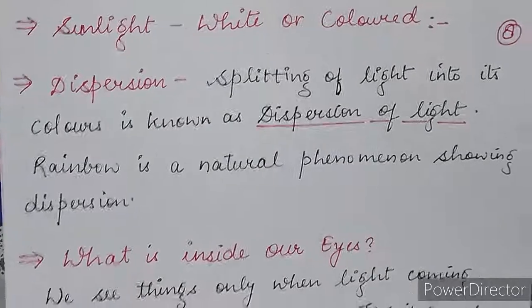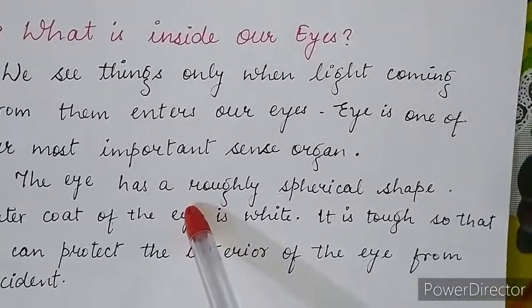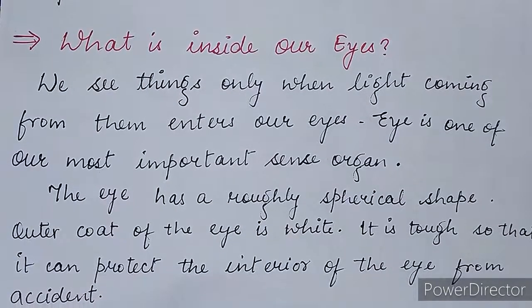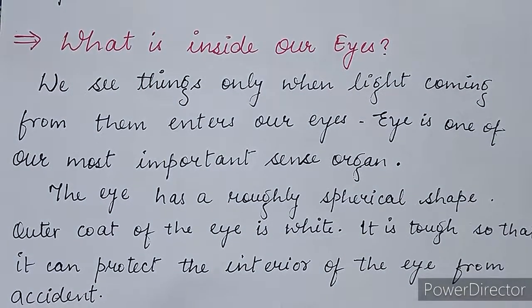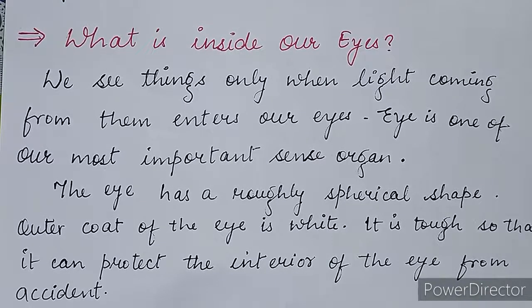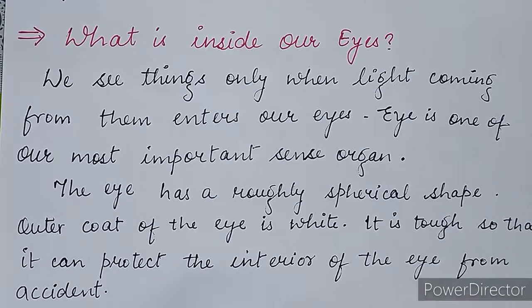Now afterwards our next topic is what is inside our eyes. We will be clear about what is there inside our eyes and how we are able to see things. As we know, the eye is one of our sense organs which is able to see the sights around us. So let us start.